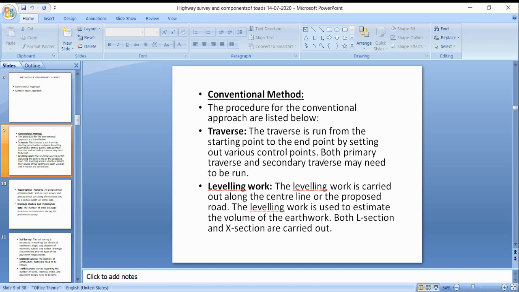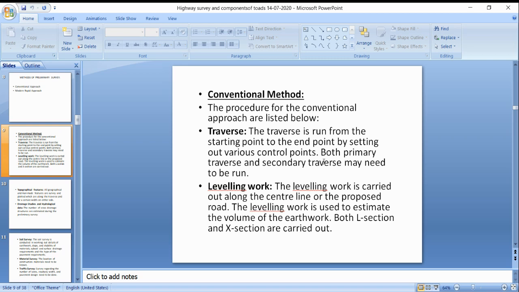So how can we find it? When setting out at one point and it is closing back to the same point, then it is a closed traverse. Both the open traverse and the closed traverse are used. We have to do it twice, as primary traverse and secondary traverse.